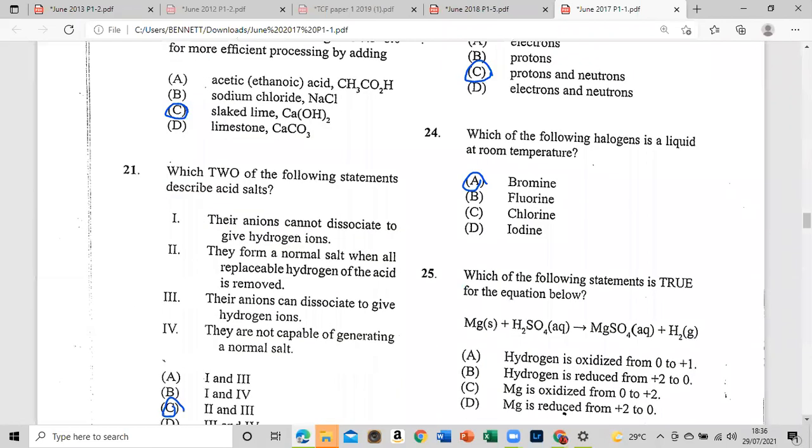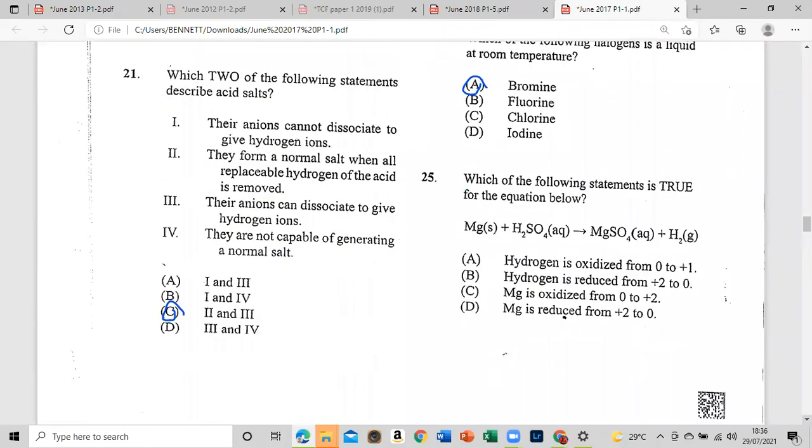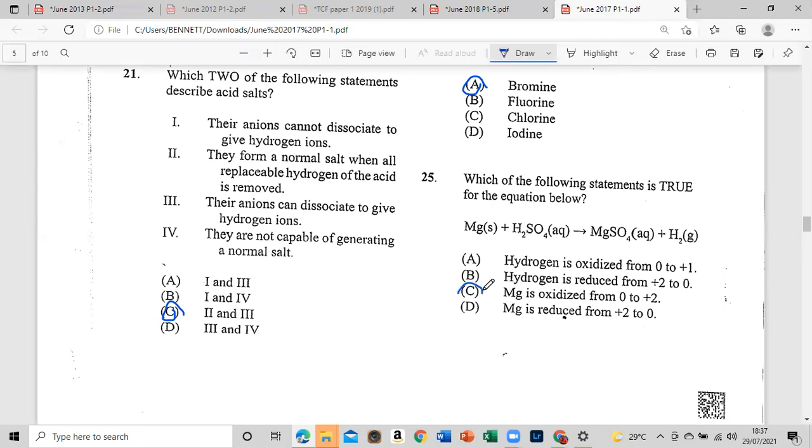25. Which of the following statements is true for the equation below? So 25, we're on to 25 now. Get in there, peeps, get in there. Which of the following statements is true for the equation magnesium plus hydrochloric acid? A, hydrogen is oxidized from 0 to 1, hydrogen is reduced from +2 to 0. Magnesium is oxidized from 0 to +2, or magnesium is reduced from +2 to 0. And that is magnesium is oxidized from 0 to +2.